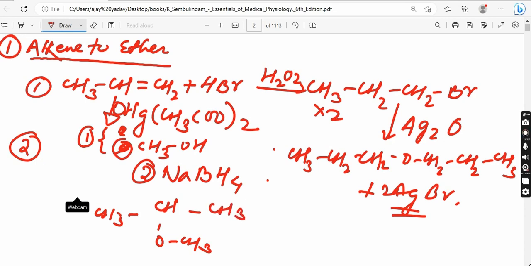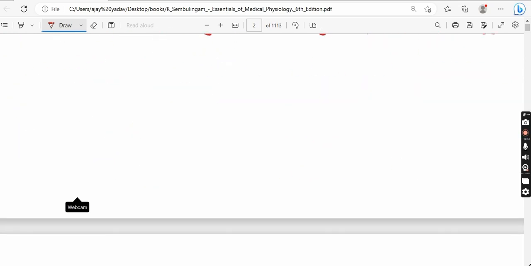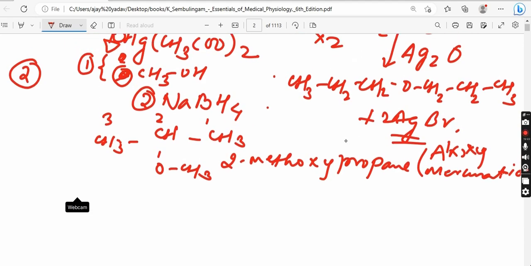Okay, this is your 1 2 3. So this is your 2-methoxy propane, right? This is your alkoxy mercuration demercuration reaction.